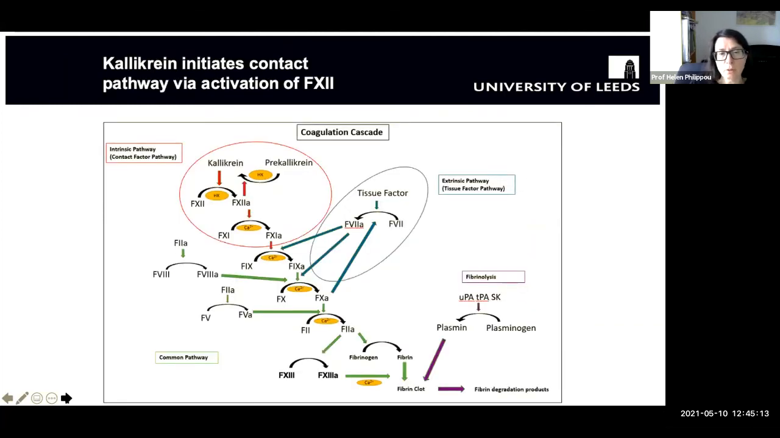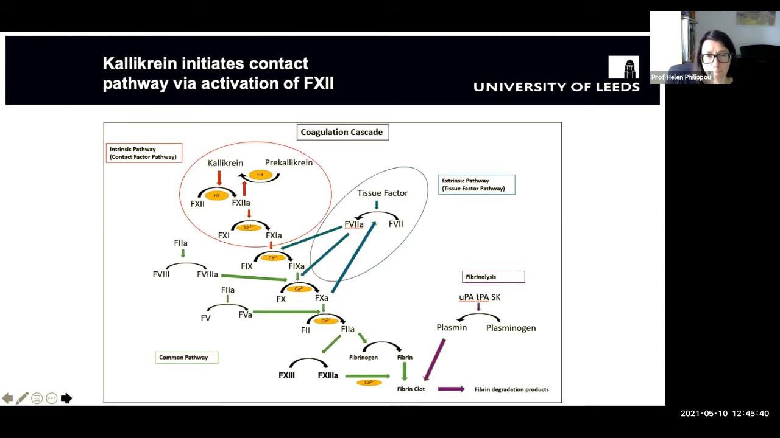The view as it stood back then was that kallikrein could only be responsible in coagulation for generating thrombin via factor 12. So in other words, kallikrein cleaves factor 12 to its activated form. Factor 12 then cleaves factor 11, and they thereby start the generation of thrombin.